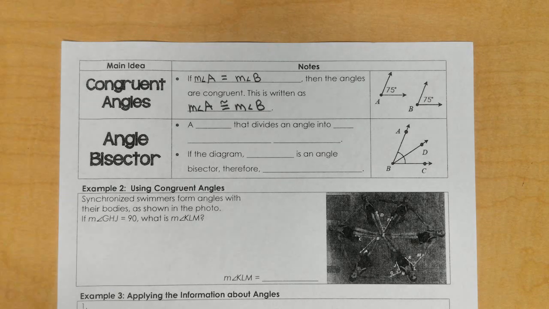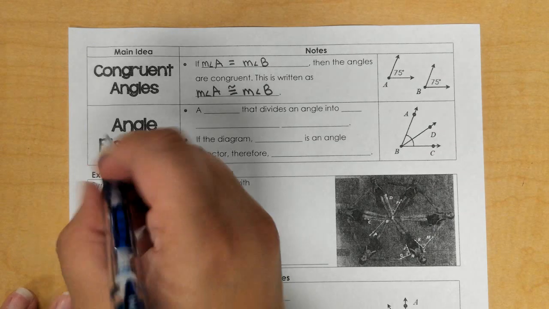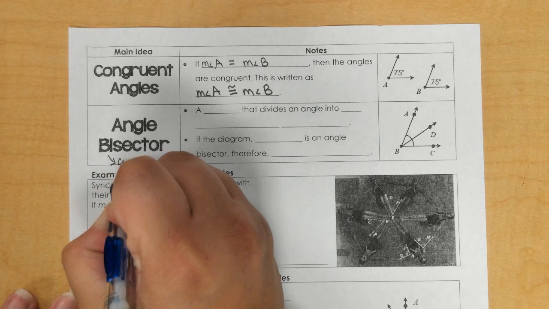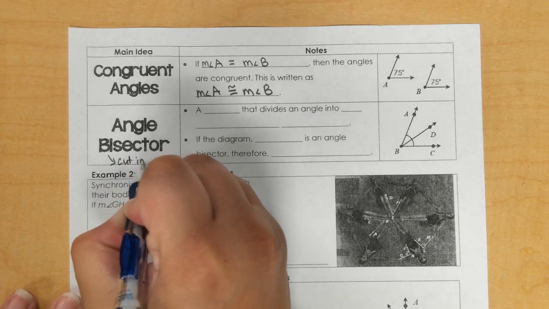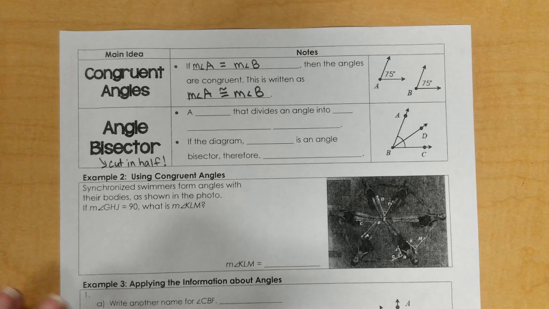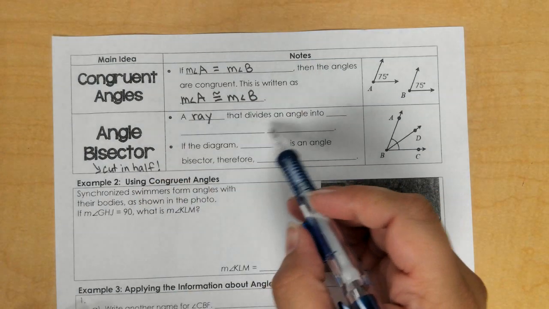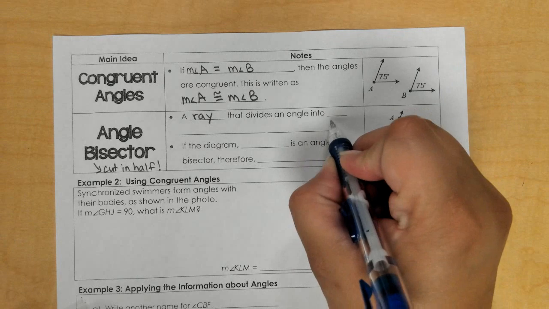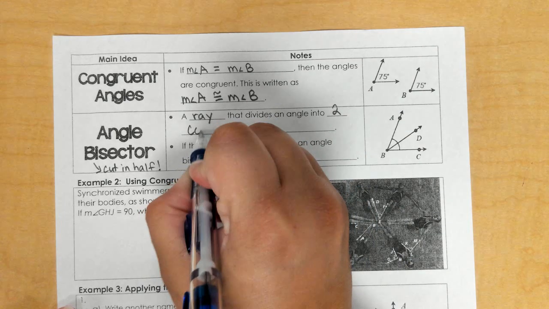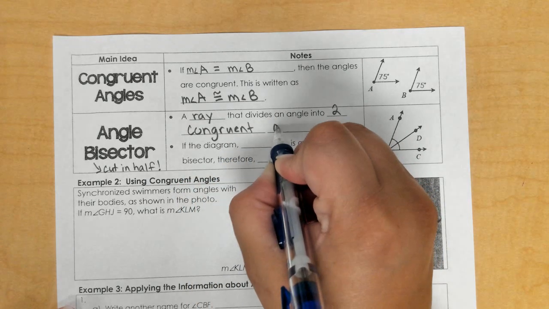Now, for angle bisector, the word bi means like two. So you're thinking of this as cut in half. Divide by 2. Make two pieces that are equal. So defining it, it is a ray. So an angle bisector is a ray that divides an angle into two congruent angles.